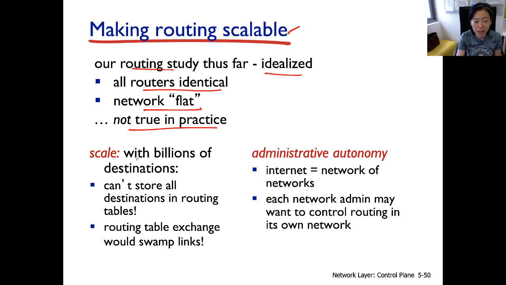Why? Take a look at this. How many possible destinations might we have on the internet if the internet is completely flat? If we draw the graph of the internet, there's going to be how many? Yeah, these many destinations. Therefore, in each of these distance vector routers, in order to store the shortest distance to each of these destinations, in order to store the predecessor to each of these destinations, how much memory is required?